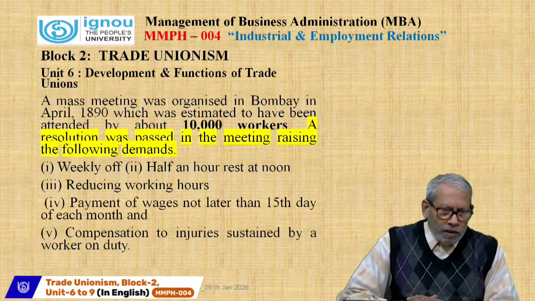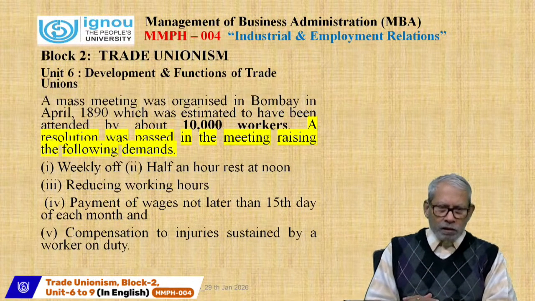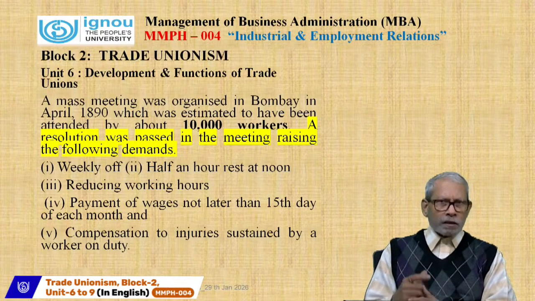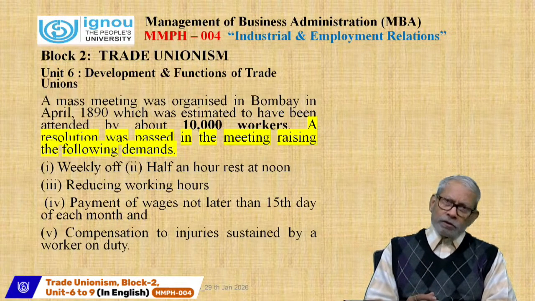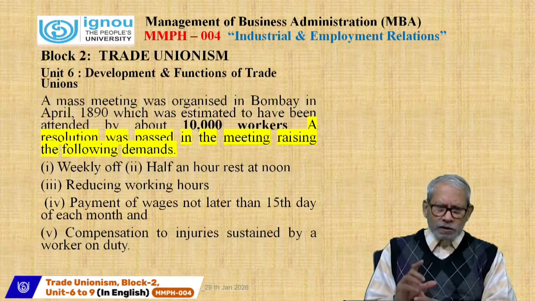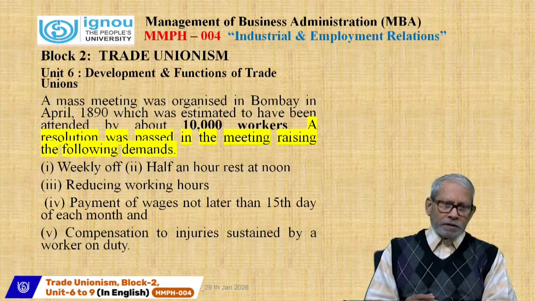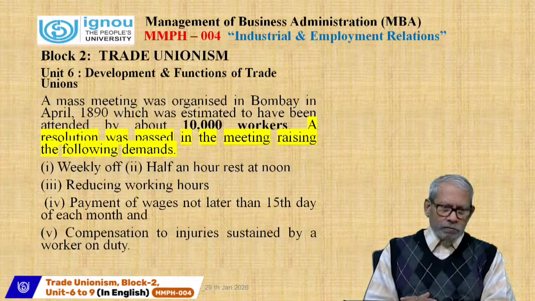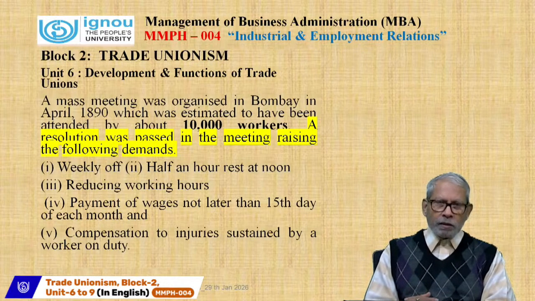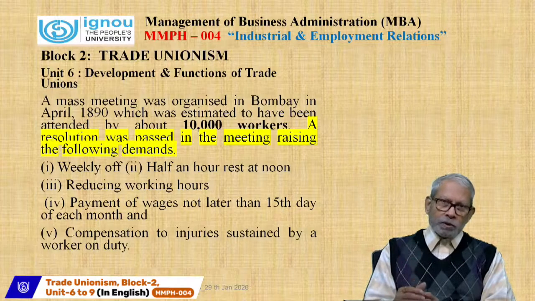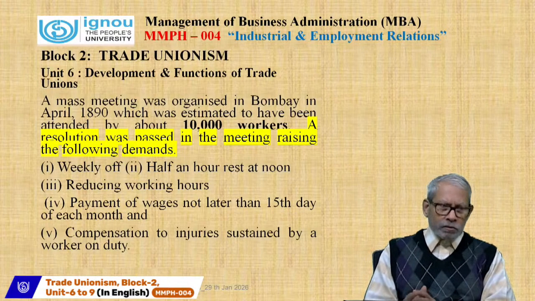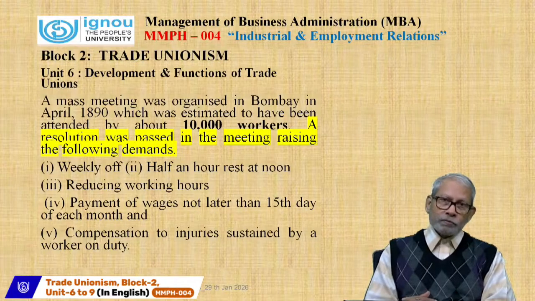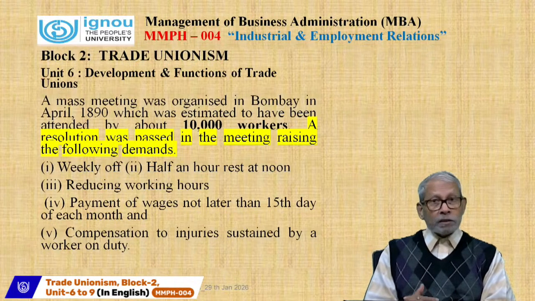Now a mass meeting was organized in Bombay. I am just giving you some of the history of trade unionism in India. First, in Bombay in April 1890, a meeting was attended by about 10,000 workers, and a resolution was passed in the meeting raising the following demands. The first was a weekly off day.